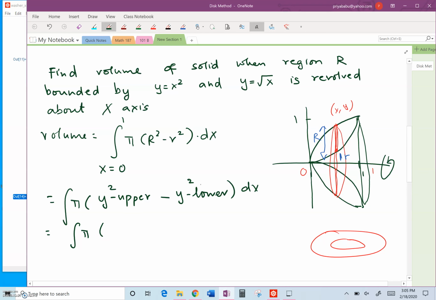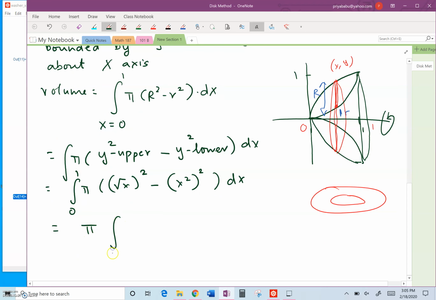So the square root function squared, minus the lower function, which is y equals x squared, so x squared, squared, dx. So we're going to integrate it from 0 to 1.